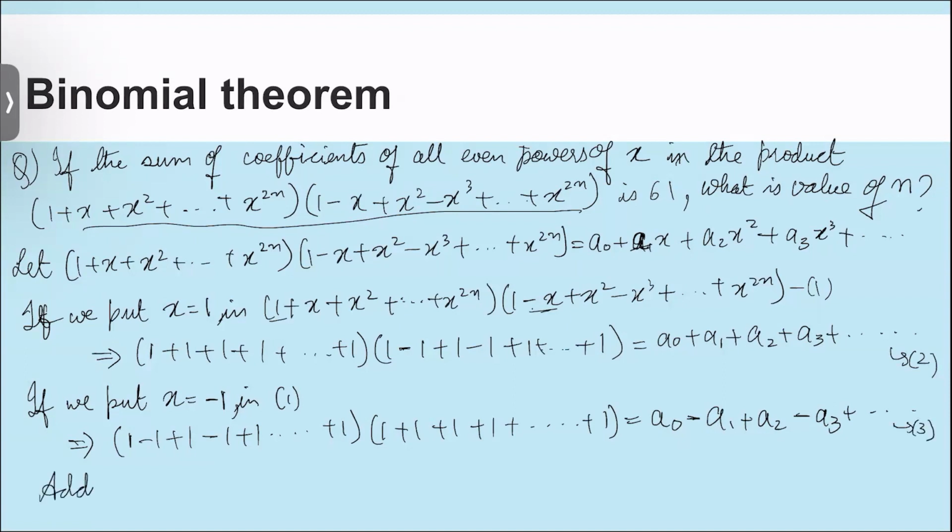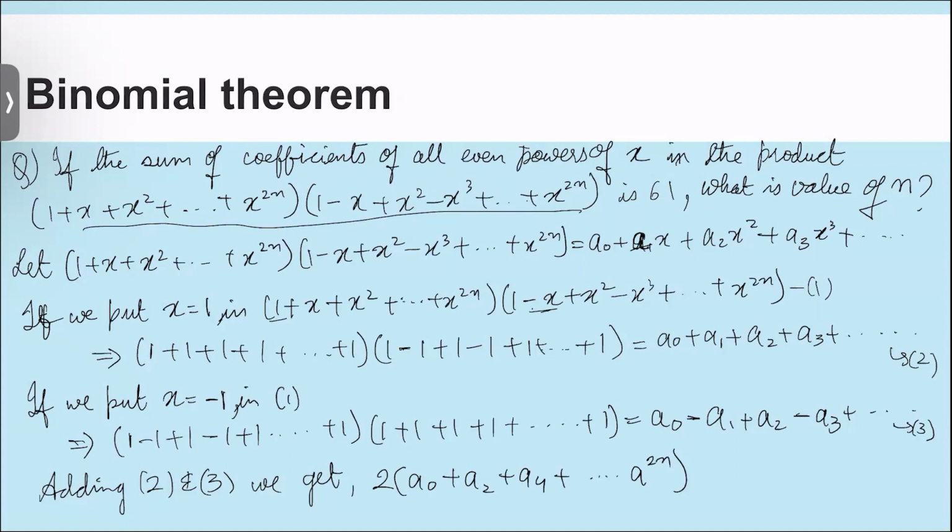Adding 2 and 3, we get, okay, so all these a1, all these odd coefficients actually get cancelled out. So what we are left with is 2 times a0 plus a2 plus a4 plus all the way up to a2n.